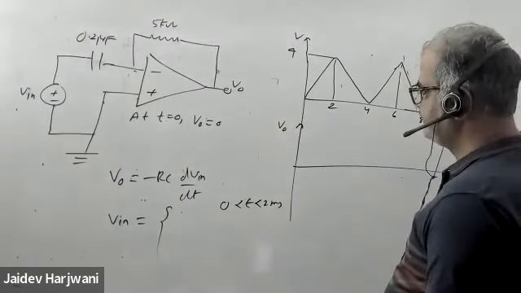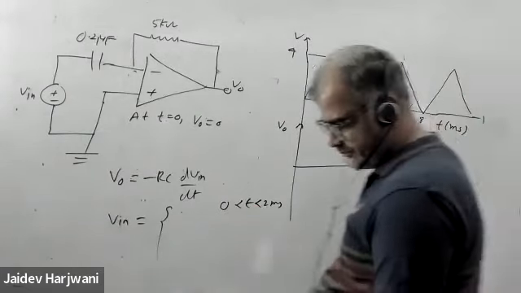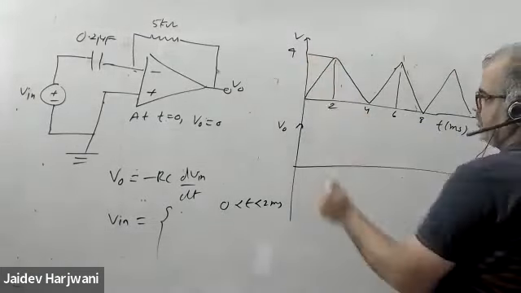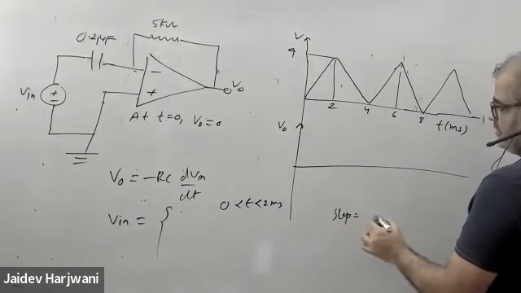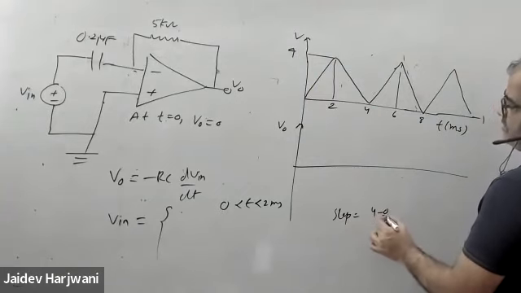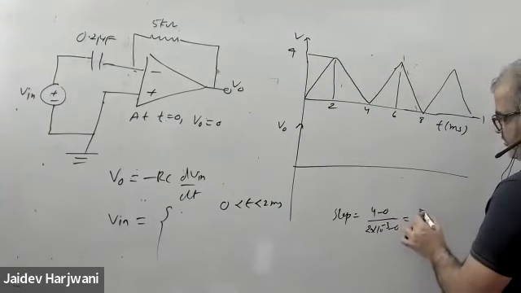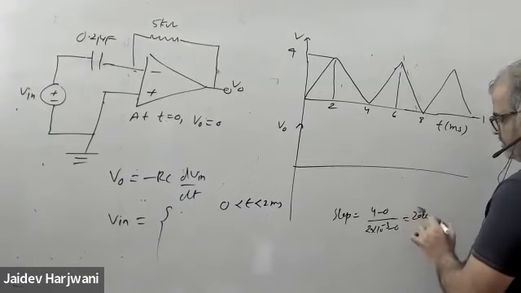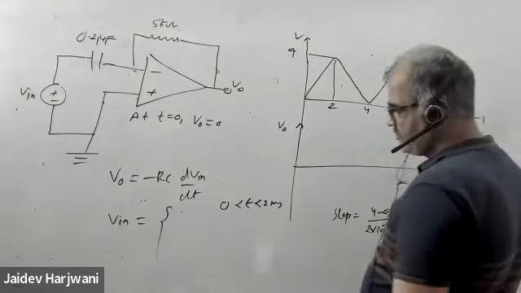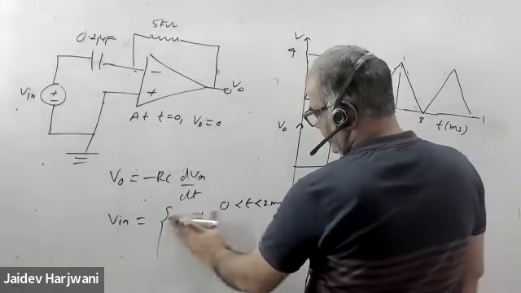What is the slope? What is the value of the slope for 0 to 2? The slope is 4 minus 0 upon 2 millisecond minus 0, so this becomes 2000. The slope is 2000. This is the y equals mx equation, so the equation is 2000 t for this time period.